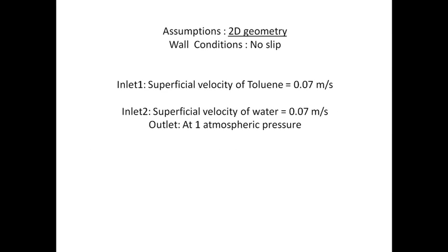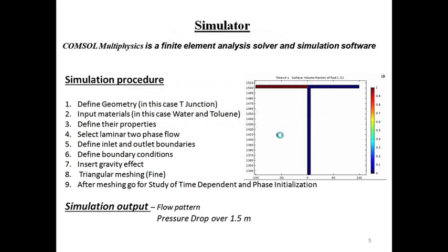So, my assumptions in this simulation will be a 2D geometry. The wall condition which I will give is no slip. The superficial velocity of toluene will be 0.07 meter per second, and the superficial velocity of water 0.07 meter per second. The outlet will be at 1 atmospheric pressure, discharge will be happening, a downflow situation of two-phase flow.